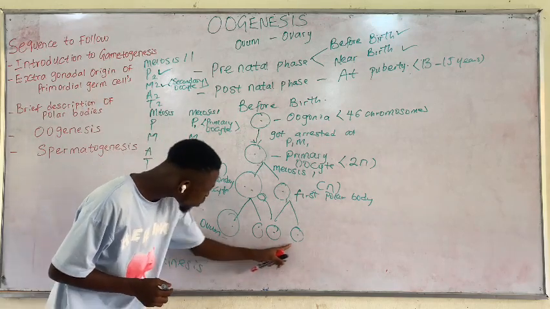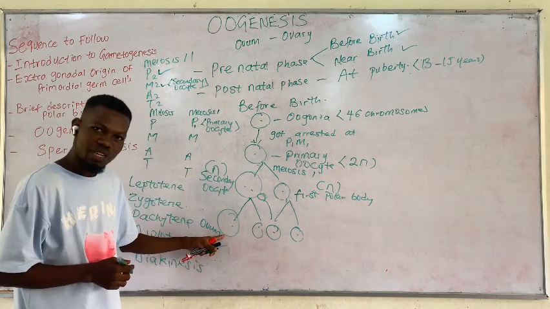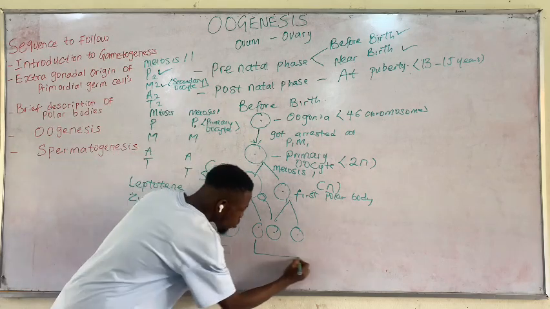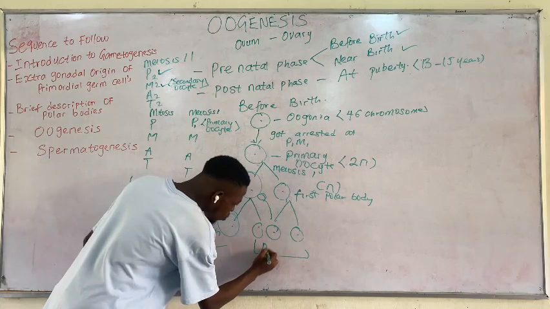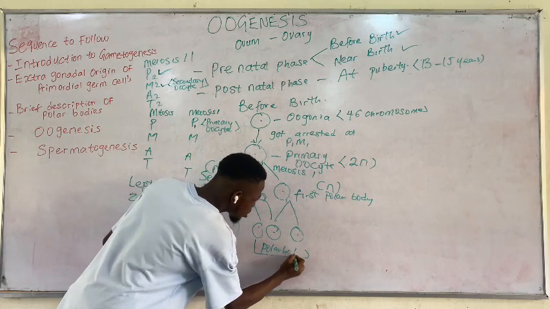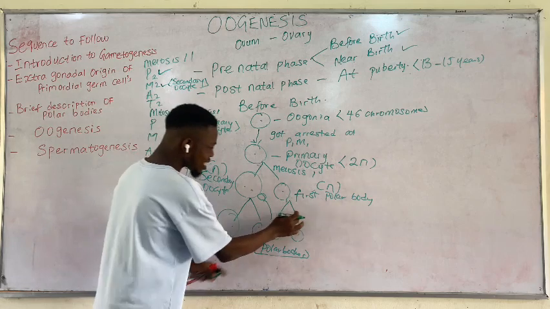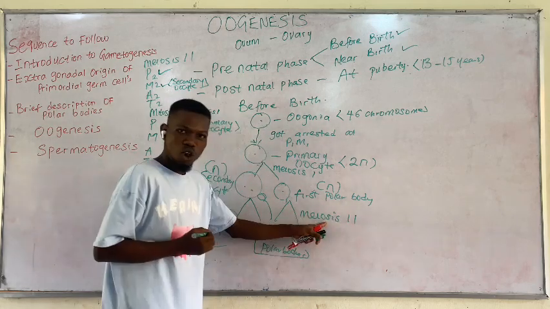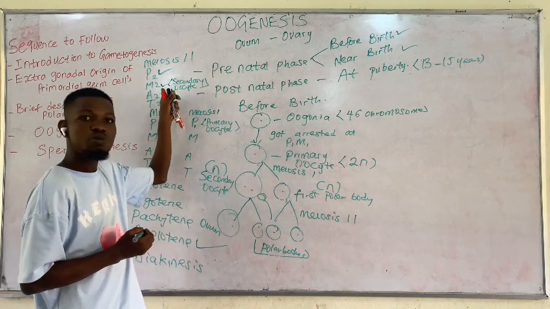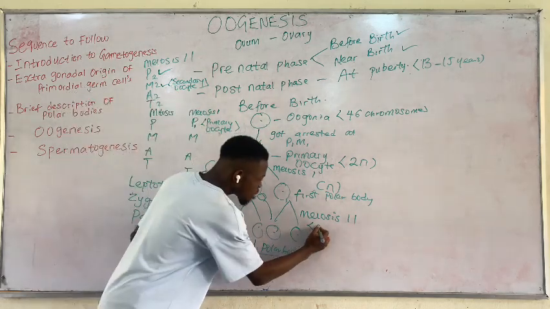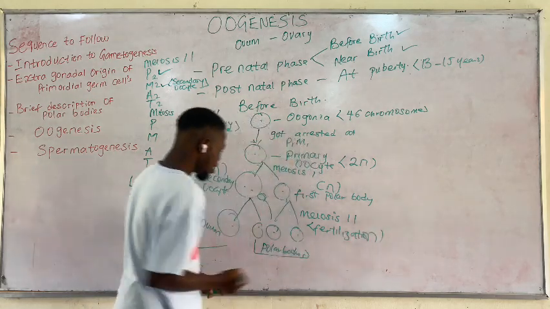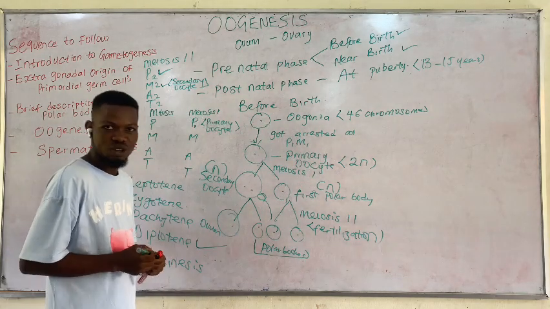Out of these 4 daughter cells, only one is much bigger, and that is our ovum, while the remaining 3 are much smaller, and that is what we call the what? Polar bodies. Don't forget that they have completed what? Meiosis II. And what makes them complete meiosis II? Fertilization. They have become fertilized by the what? By the sperm. That is why we have these 4 daughter cells.